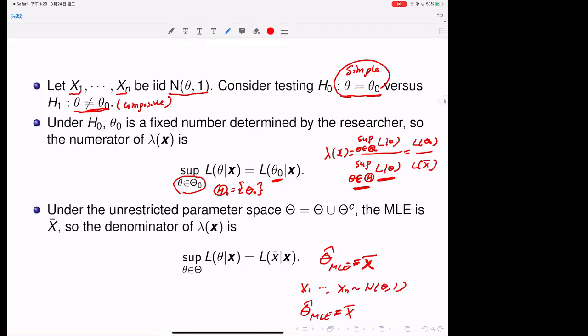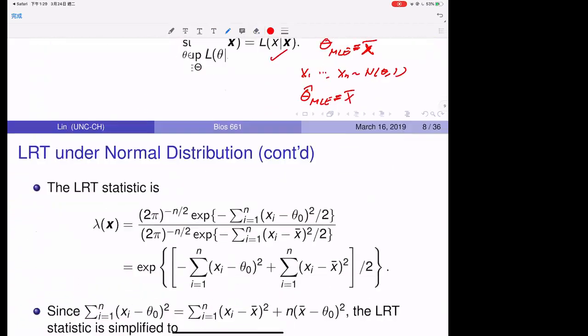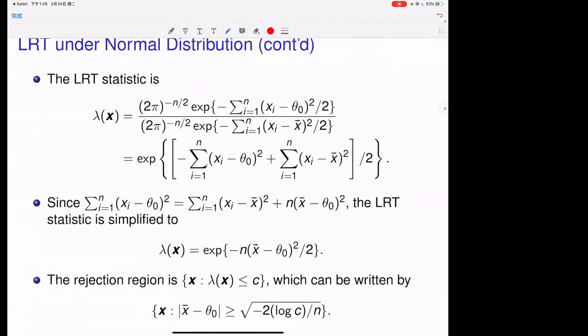By definition of the LRT, by these two guys, you find the numerator and the denominator, then they are combined together. Then this guy right here is nothing but L(theta 0), and this guy right here is nothing but L(x bar). Good. So that means right here is what? Let me find a place to write.